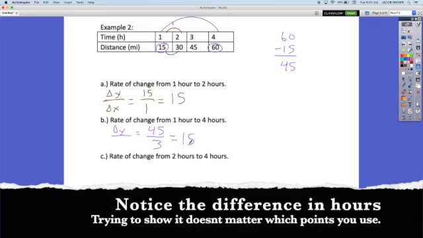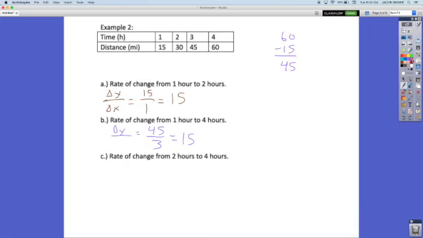Now let's do one more, okay? From 2 to 4. Okay, from 2 to 4, here we go. 30 to 60 is, you said it, 30. And then from 2 to 4, by changing x, is 2, which simplifies to 15.